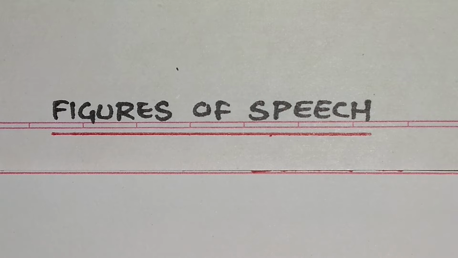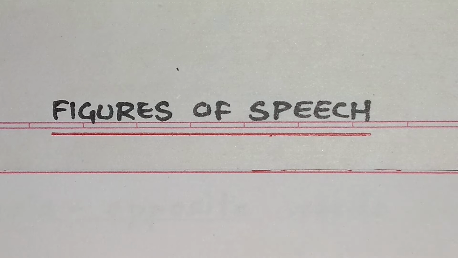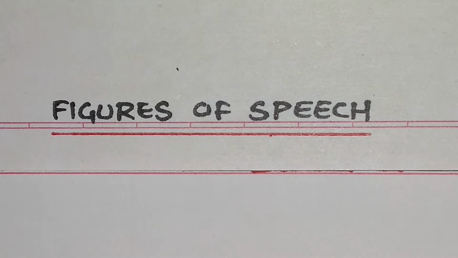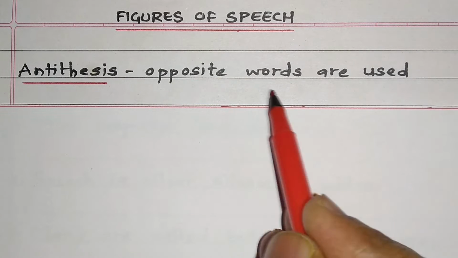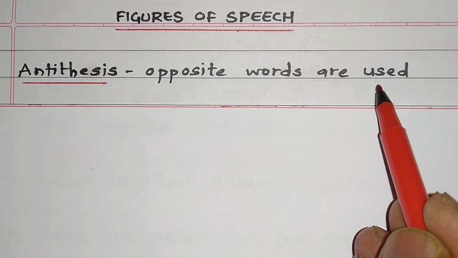This is the second part of the video series on figures of speech. Today we will understand the figures of speech: antithesis, alliteration and tautology. So let's begin. First figure of speech is antithesis. Here opposite words are used in the same line.